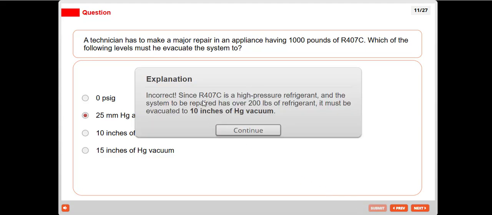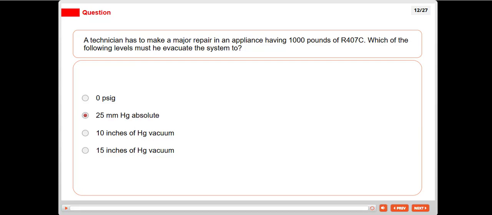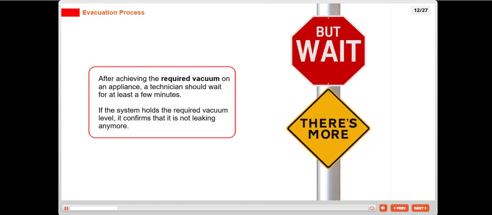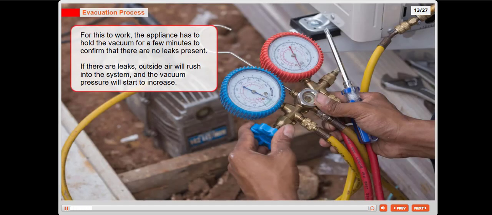Incorrect, since R407C is a high pressure refrigerant and the system to be repaired has over 200 pounds of refrigerant, it must be evacuated to 10 inches. After achieving the required vacuum on an appliance, a technician should wait for at least a few minutes. If the system holds the required vacuum level, it confirms that it is not leaking anymore. For this to work, the appliance has to hold the vacuum for a few minutes to confirm that there are no leaks present. If there are leaks, outside air will rush into the system, and the vacuum pressure will start to increase.